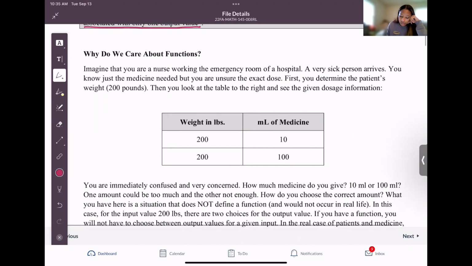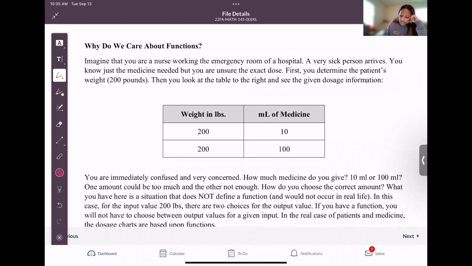Okay. Now, what if you're given this table? What if you're given this table and it says, oh, if a person weighs 200 pounds, you should give them 10 milliliters of medicine. And then the other line says you should give them 100 milliliters. That's a very big difference. Which one is right? We need to have a function that tells us exactly what weight corresponds to the amount of medicine. This does not give us a function.